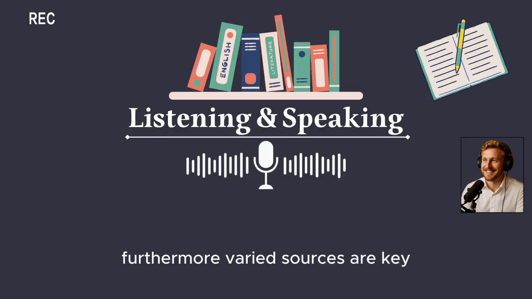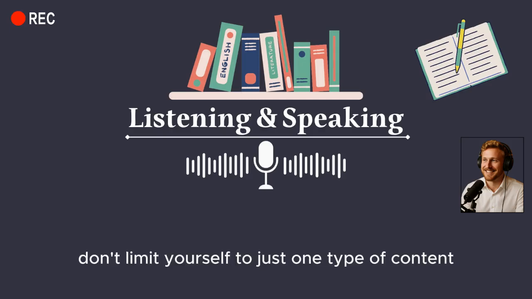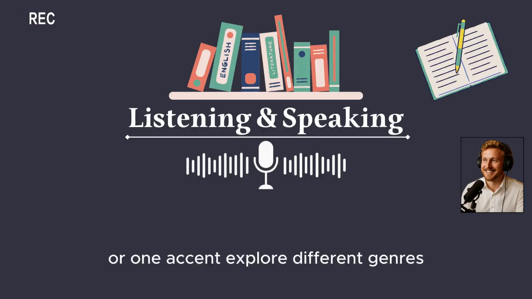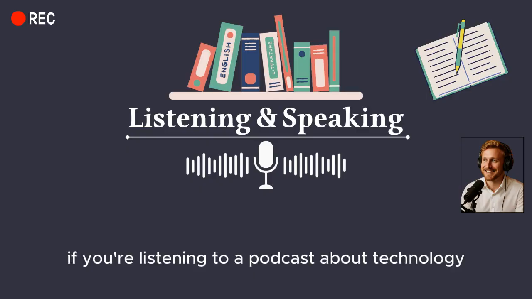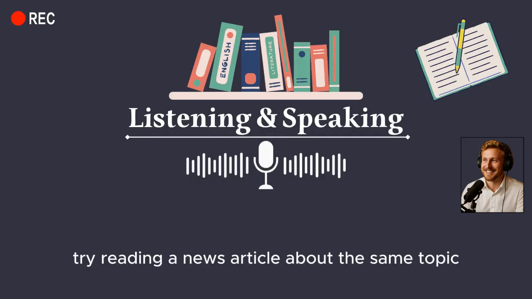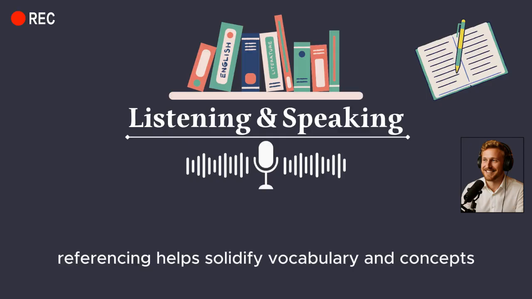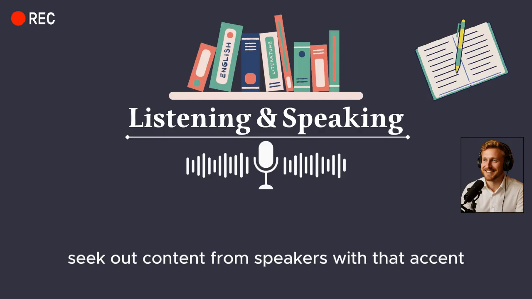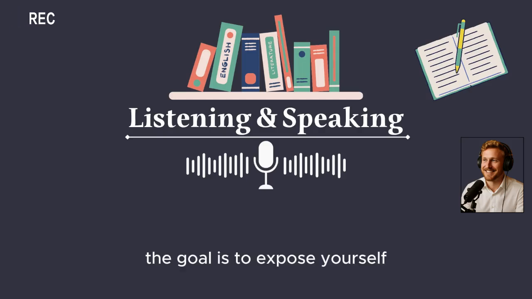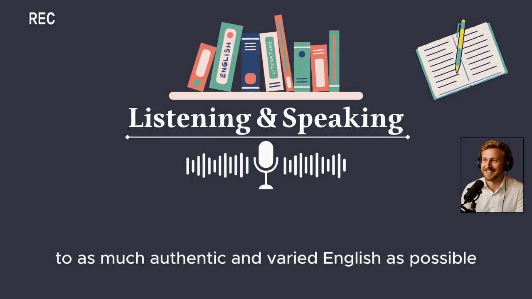Furthermore, varied sources are key. Don't limit yourself to just one type of content or one accent. Explore different genres, different speakers, and different writing styles. For example, if you're listening to a podcast about technology, try reading a news article about the same topic. This cross-referencing helps solidify vocabulary and concepts. If you're struggling with a particular accent, seek out content from speakers with that accent. The goal is to expose yourself to as much authentic and varied English as possible.